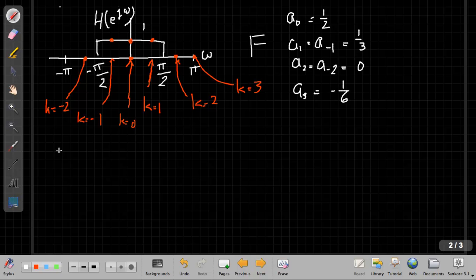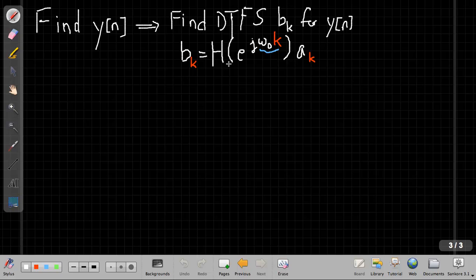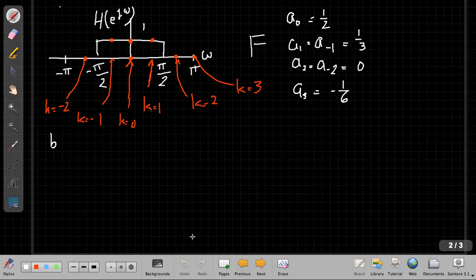Now I'm going to go through and find each of the b's one at a time using the same formula. If I go back to that page to remind you, that page moved ahead on me. I'm going to use b of 0 is h of e to the j 0 times a sub 0. So let me write that down. B of 0, or at least the first one until it gets tiring. I'll do this color change to remind you here. Why am I not erasing? There we go. Now I erased the whole thing. All right. B of 0.